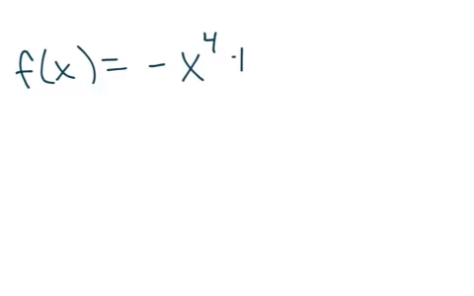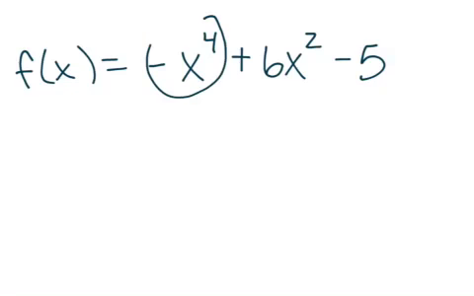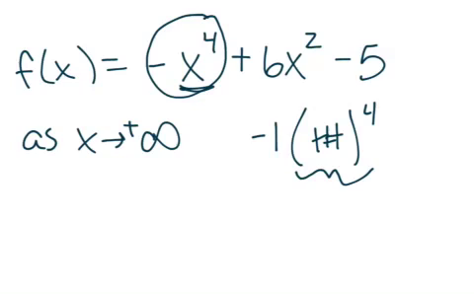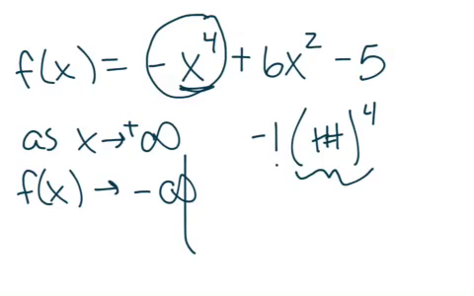Last but not least, if we do an even power, but with a negative leading coefficient, so let's do negative x to the 4th plus 6x squared minus 5. So I'm going to focus on the negative x to the 4th. So as x goes to positive infinity, we've got a -1 times a positive number to the 4th power. So ultimately this is positive times a negative, which gives me negative infinity.